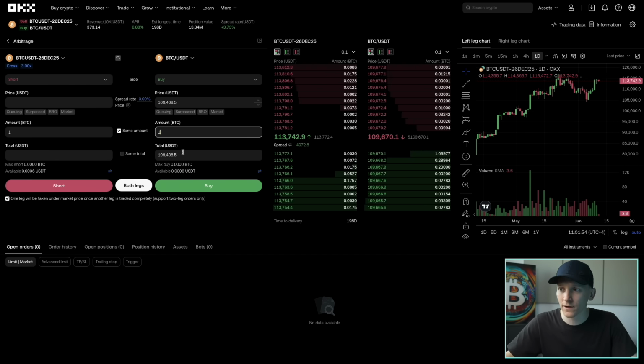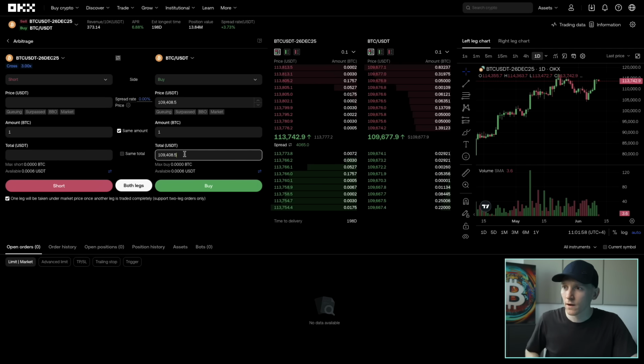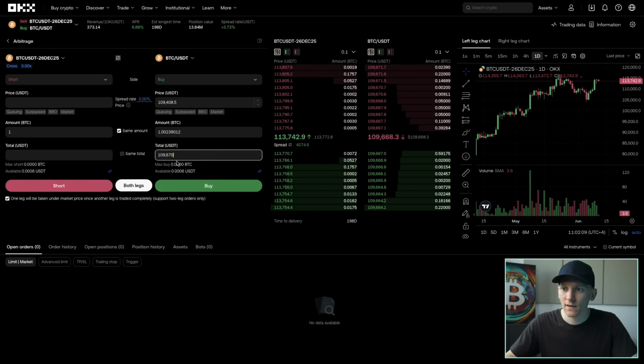So on the buy side, you can just very easily put a price in here that you want to trade, right? So this is the long side. This right here is BTC USDT. So current price is 109,670, something like that. And once you press both legs, if that trades, then it will take the corresponding short side in a market order, which will be around this price, 113,742, and you will lock in that spread amount.